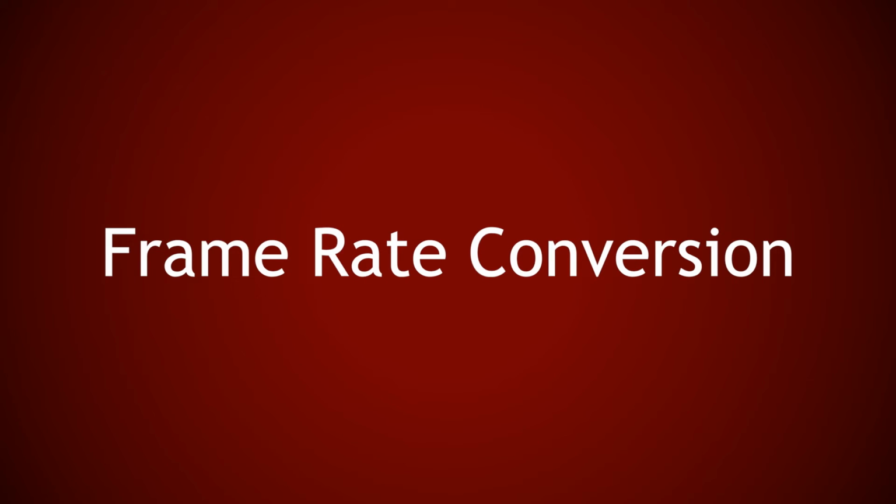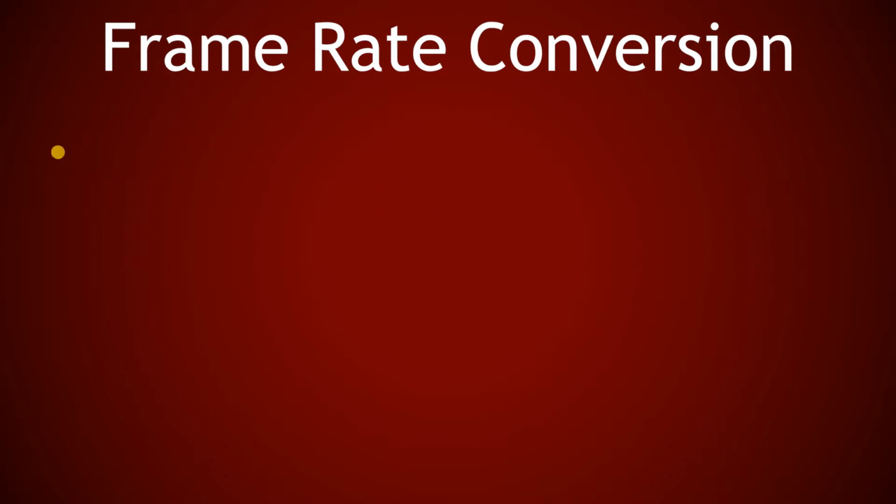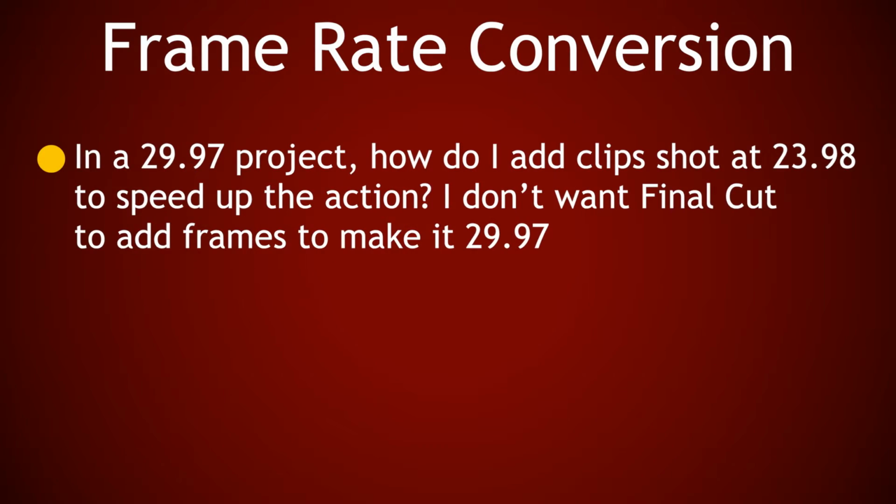So today we're going to look at frame rate conversion within Final Cut 10. The idea for this tutorial was inspired by a good friend of mine by the name of Joe Castano, who sent me an email and asked me the following question. In a 29.97 project, how do I add clips shot at 23.98 to speed up the action? I don't want Final Cut to add frames to make it 29.97.